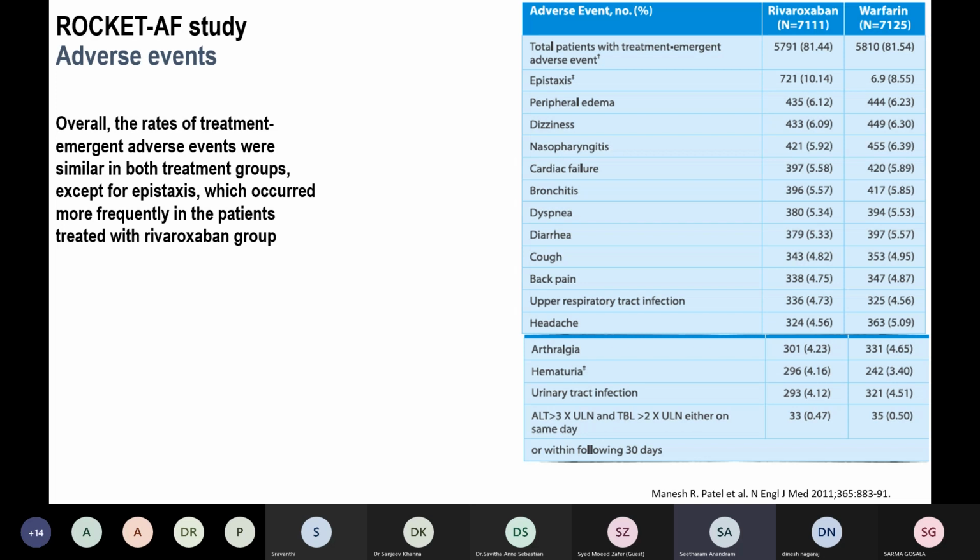Coming to the adverse effects, essentially, it is a very safe drug with very minimal side effects. I haven't seen any major side effects in most of the patients whom I have used this drug, mainly in the context of venous thromboembolism. This is the data from the ROCKET AF study, which shows the adverse events noted in 7,000 odd patients were comparable. Obviously, we need to be mindful of the liver function tests, but other than that, I think it's a very, very safe drug.